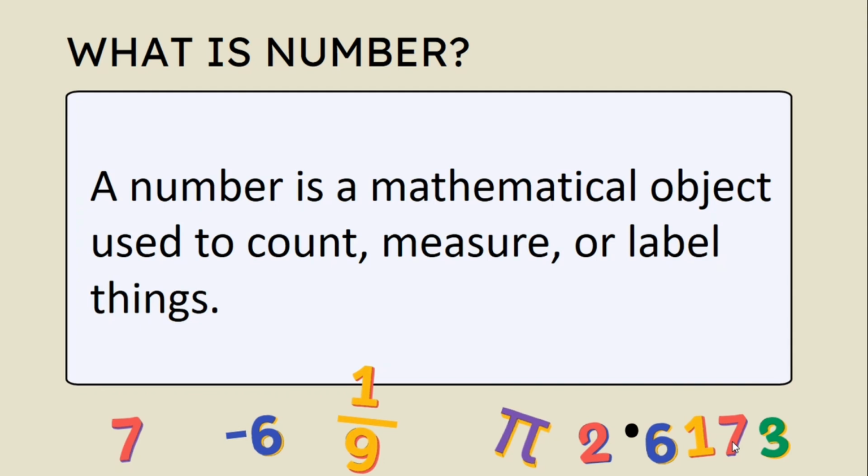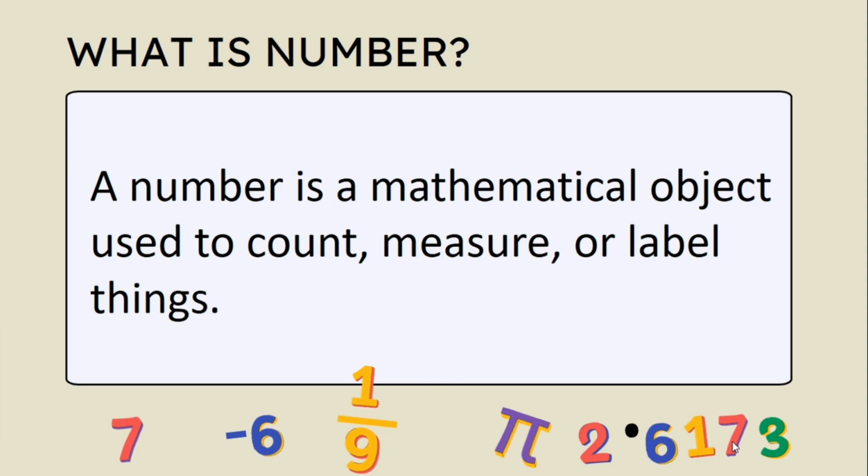We already know that a number is a mathematical object used to count, measure, or label things, and it helps us understand and work with amounts in our daily life and in math. Examples are the natural numbers used for counting, the whole numbers which add zero, the integers which are negative and positive numbers, the rational numbers which can be written as a fraction, and the irrational numbers which can't be written as a fraction.